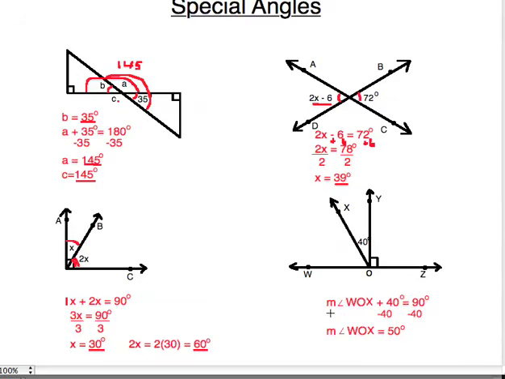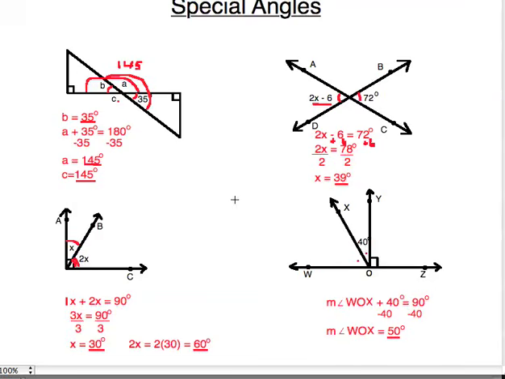And you may be wondering, what's the little M for? That means measure of. So this reads the measure of angle WOX plus 40 degrees equals 90, because these two angles are complementary. They add up to 90. If we subtract 40 from both sides, we get 50. So the measure of angle WOX is 50 degrees. And 50 degrees plus 40 degrees does equal 90 degrees.